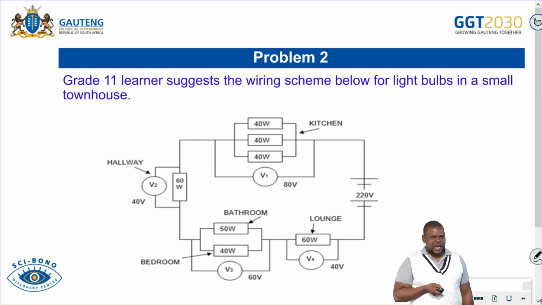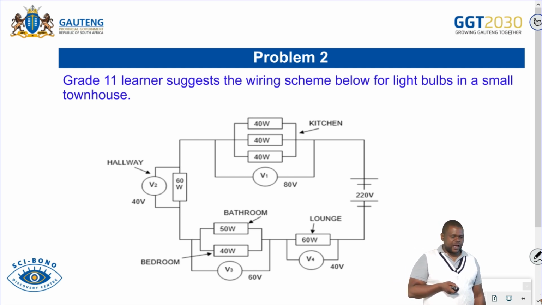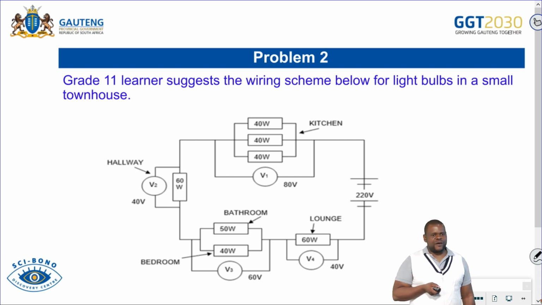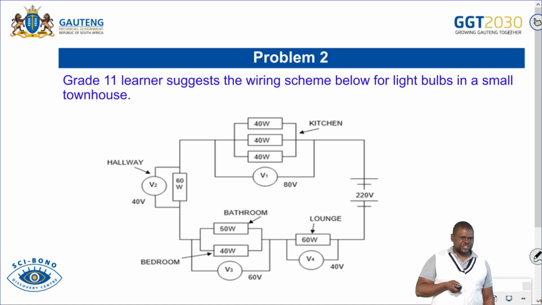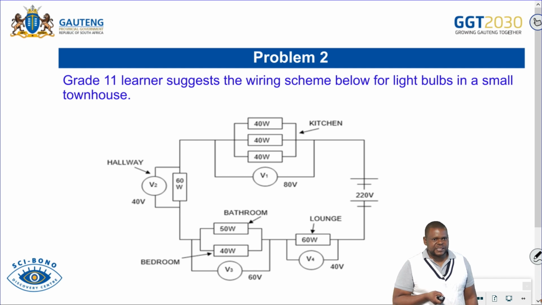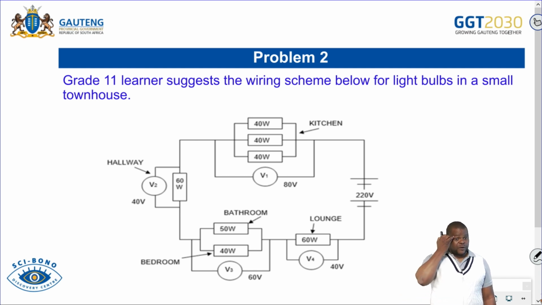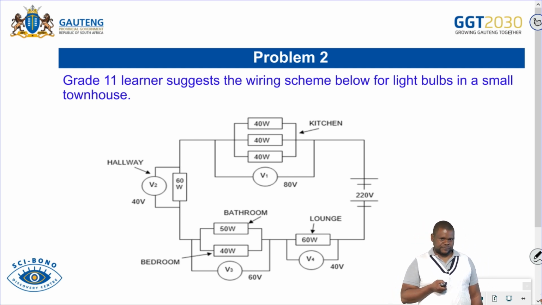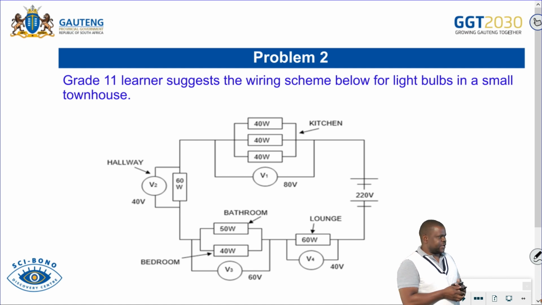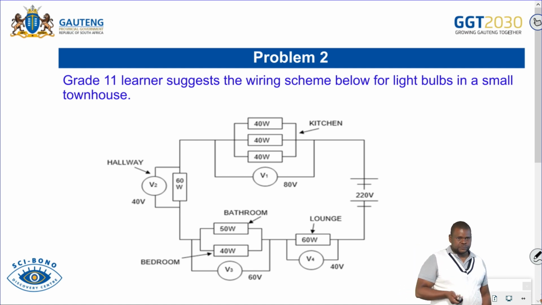Are we together? And how many voltmeters do we have? We have V1, V2, V3, V4. V1 is 80 volts, V2 is 40 volts, V3 is 60 volts, and V4 is 40 volts. Are we together? Yes. Now we continue.